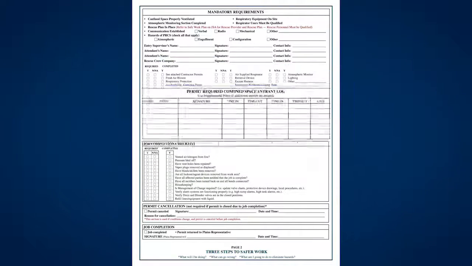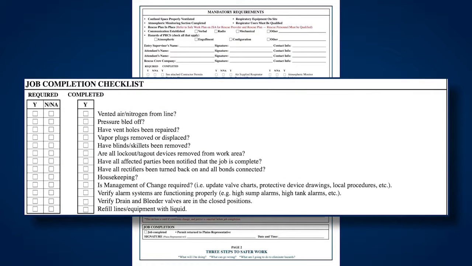Don't forget to go through the job completion checklist to verify whether all items listed are required for this project or not. If they are, you must come back to the permit and verify that the required items have actually been done by checking the box in the completed column.